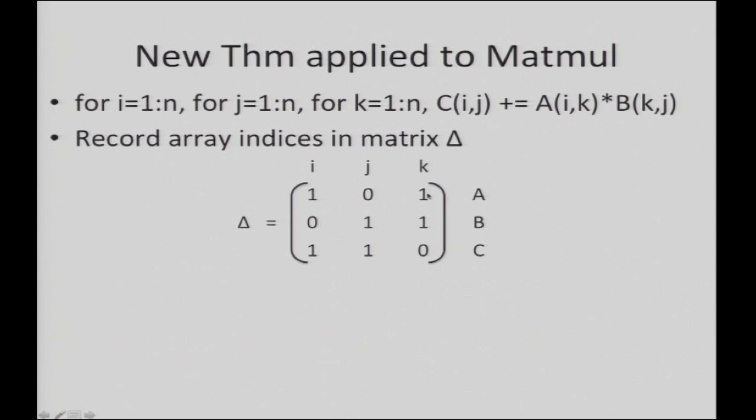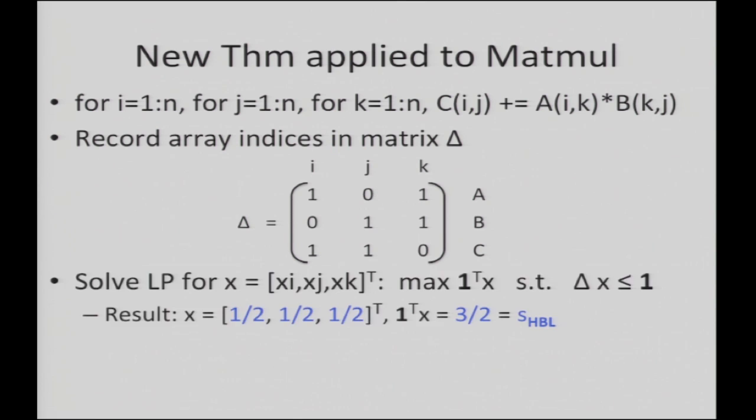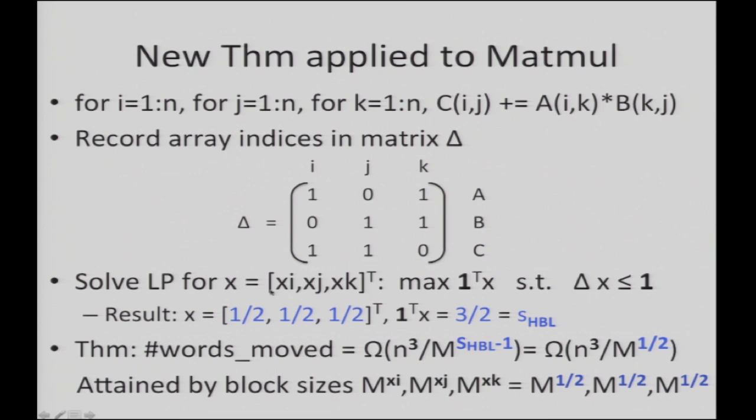Okay? So then what I'm going to do is solve a little linear program, a little 3x3 linear program for three scalars, xi, xj, xk. What am I going to do? I'm going to maximize the sum of these x's subject to the constraint that this matrix times the x's is less than or equal to 1. And the answer is a bunch of 1/2s and 3/2 is the sum. Okay, so this all seems magic. So what does our theorem say? Our theorem that applies to any code. For this code, it says the number of words moved is n cubed divided by M to the power, the solution to the linear program minus 1. So that's where that 1/2 comes from. And the optimal block sizes are M to the answers to the linear program, M to the 1/2, M to the 1/2, M to the 1/2.